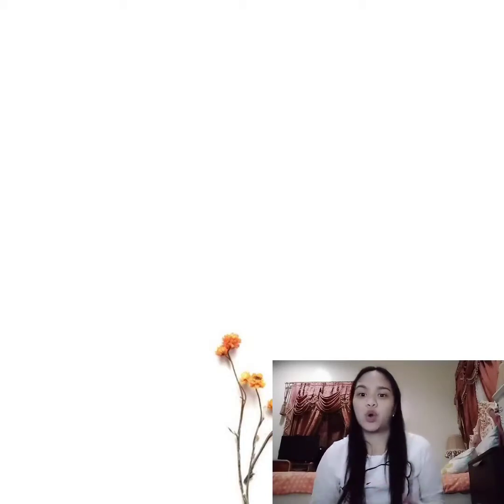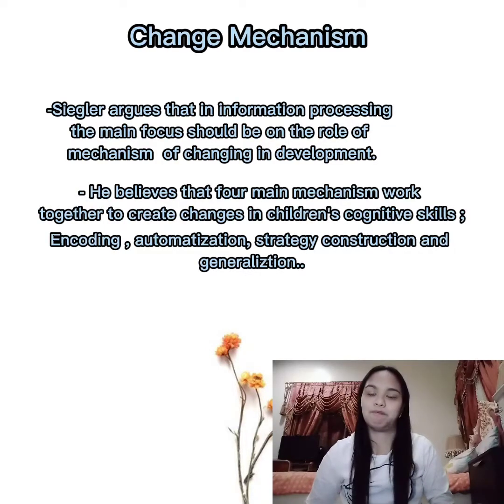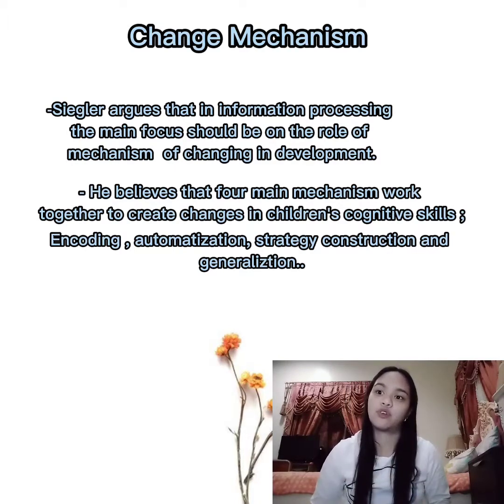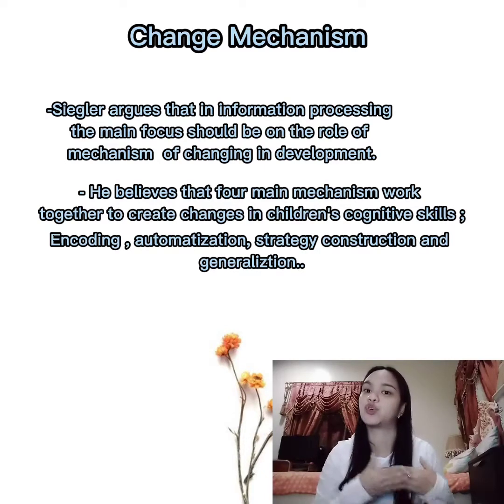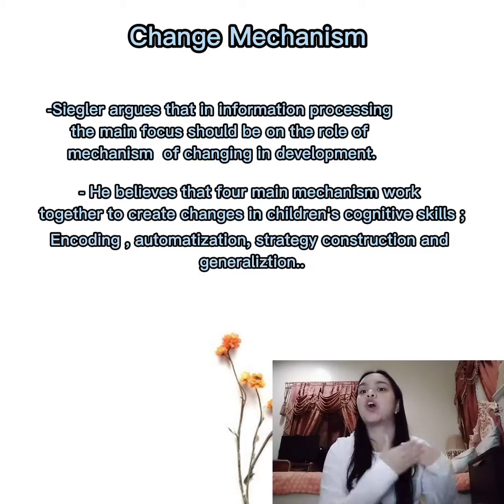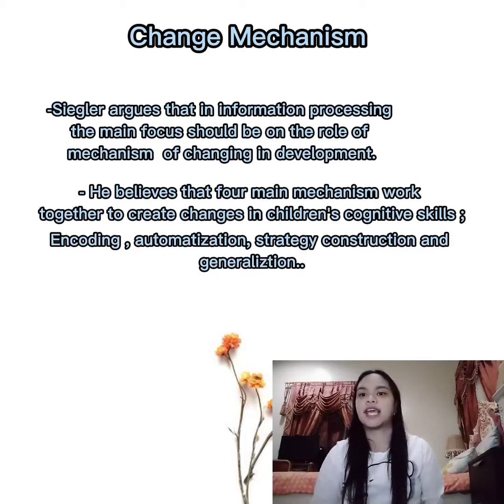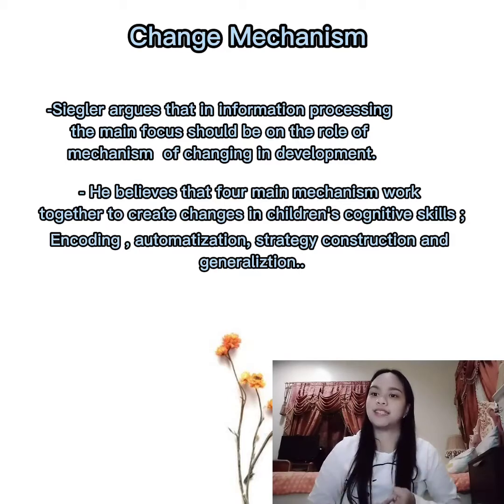Now, we are going to talk about the second characteristic of information processing skills, which is the change mechanism. Siegler agrees that in information processing, the main focus should be on the role of mechanisms of change and development. He believes that there are four main mechanisms that work together to create change in children's cognitive skills, which are encoding, automatization, strategy construction, and generalization.